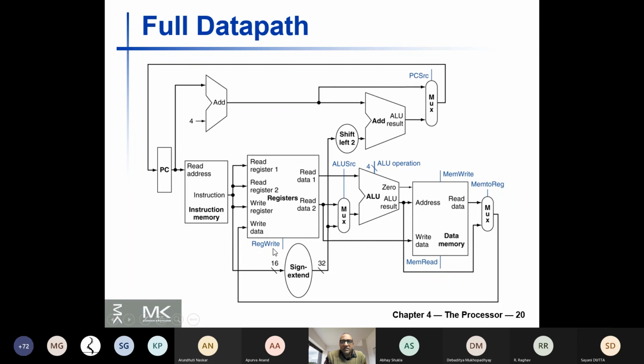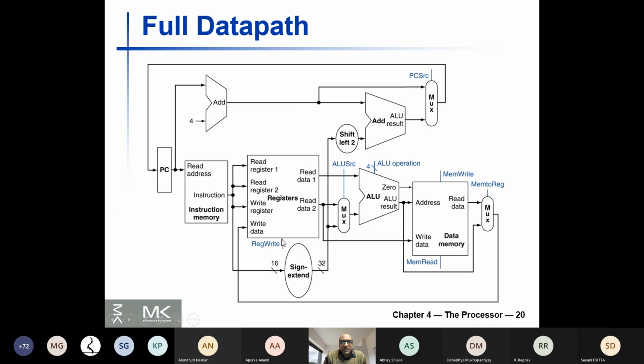And here this is the data path, and to operate this data path successfully for execution of instructions, we need to tweak the controls so that the instructions will be implemented successfully. In the next part, we'll see how we design the controller, or how we generate these control signals with respect to each given instruction.